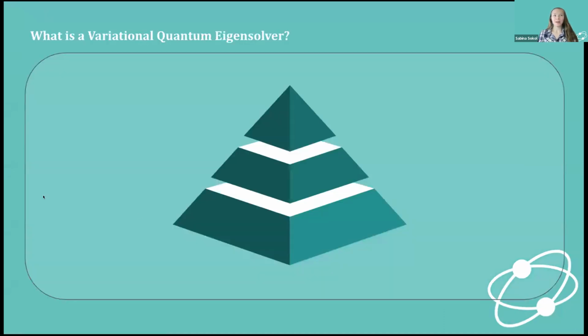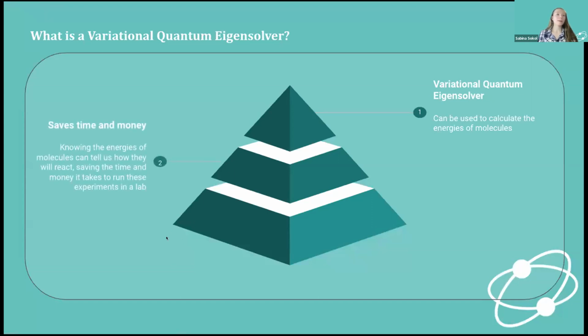A variational quantum eigensolver, or VQE for short, is a quantum classical algorithm with many uses. We apply the VQE to find the ground state energies of molecules. The reason this is so important is that understanding the ground state energies of molecules can tell us how they will react with each other. This can save us a lot of time and money compared to finding this information through lab experiments. So instead of going into a physical lab and experimenting to get these ground state energies, we can just simulate this on a quantum computer. It's also essential to drug discovery and creating materials and much more.